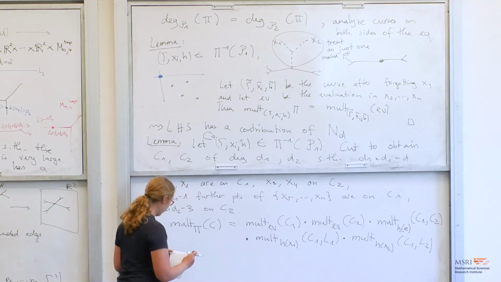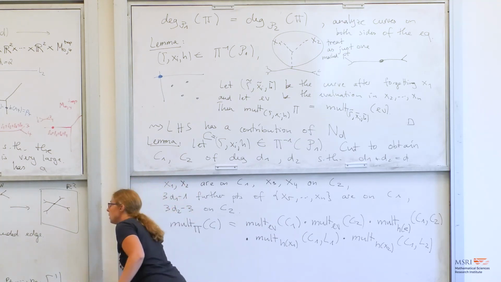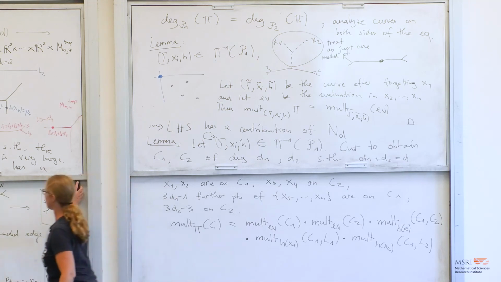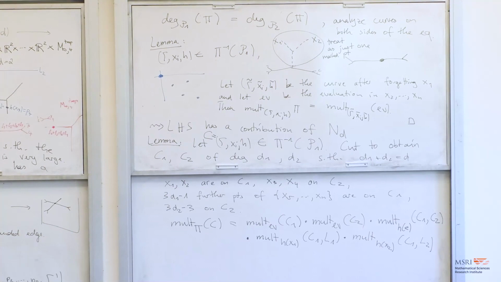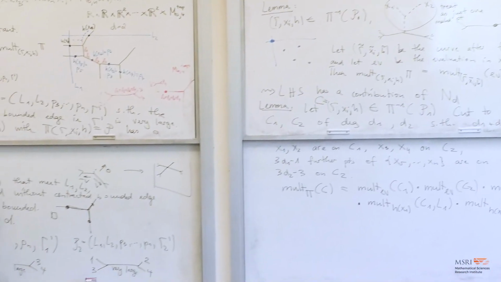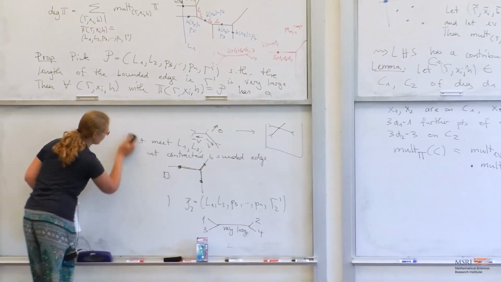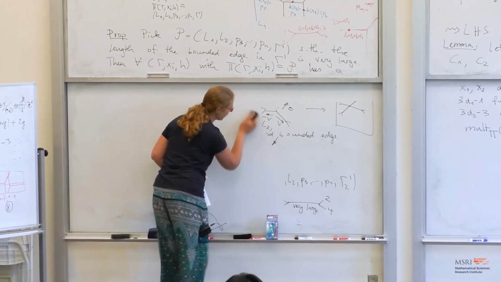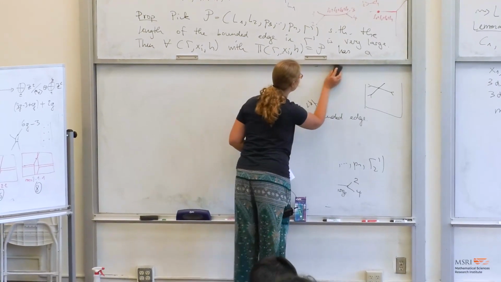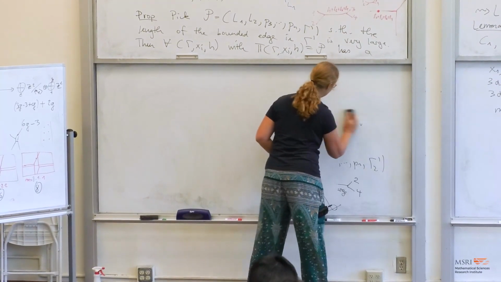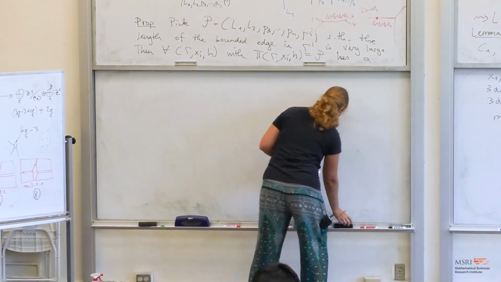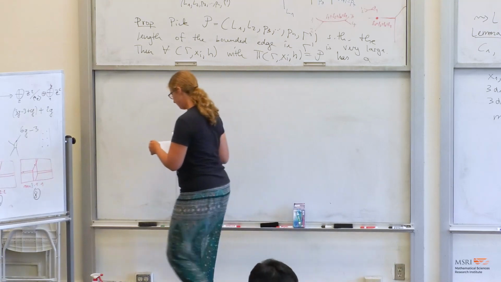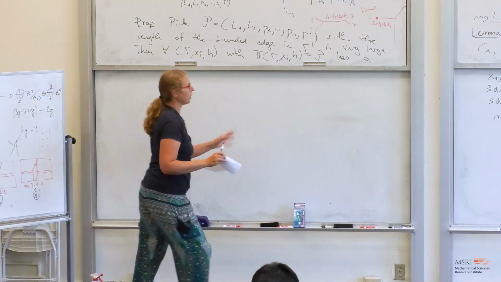Okay, so let's prove this. I think I want to erase this to have some space. And to prove this, essentially you just study the matrix that produces pi on C. Let's clarify a few things.